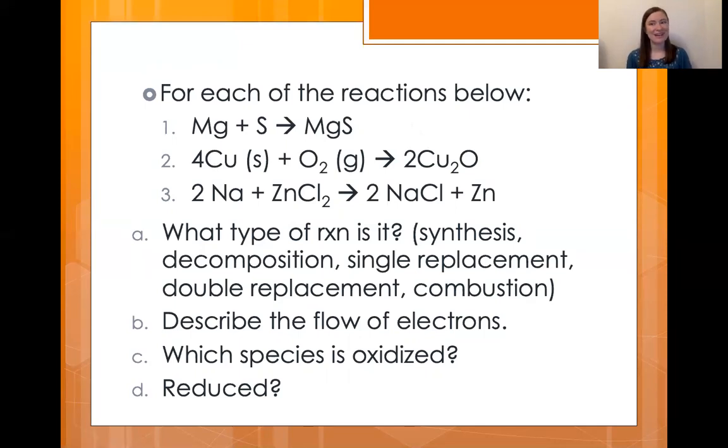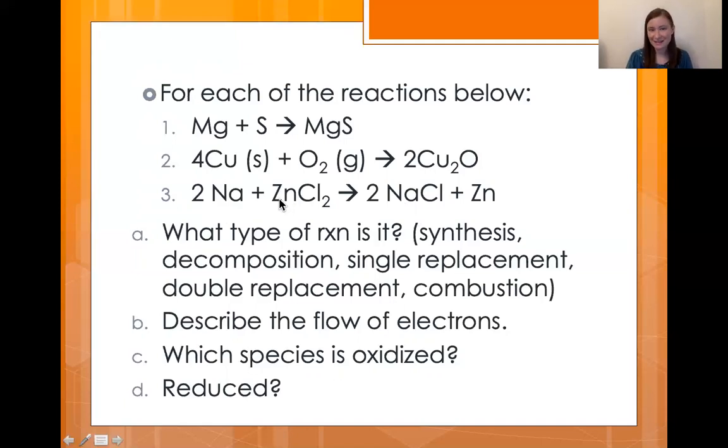If we look at the last reaction, this is actually not a synthesis reaction. This reaction is a single replacement reaction where the sodium is replacing the zinc in this compound. Even though this reaction is single replacement and not synthesis, it is also a redox reaction. We can figure out the flow of electrons and what's being oxidized and what's being reduced based on what's happening to the charges. So we're starting out with elemental sodium, which is neutral, and it's forming sodium chloride. So the sodium is getting a +1 charge.